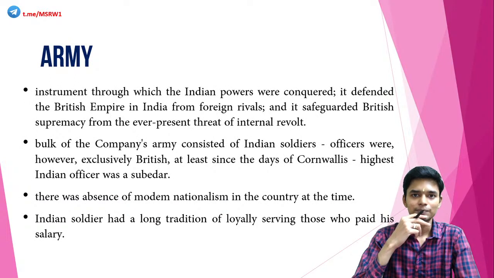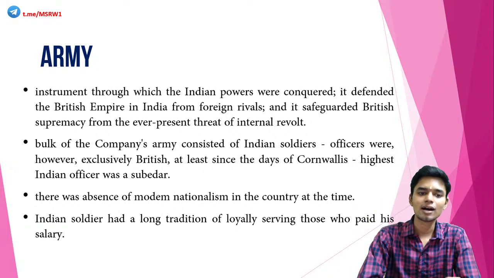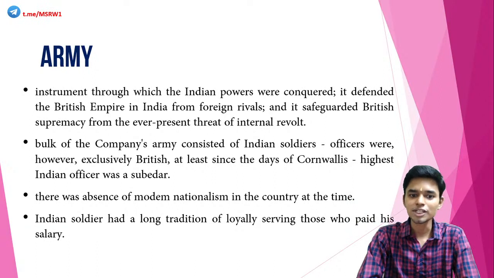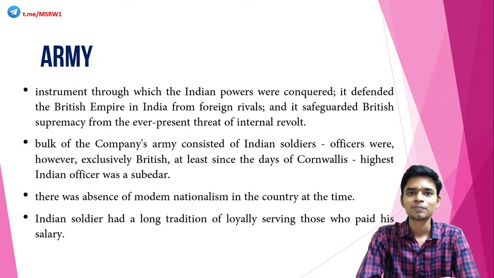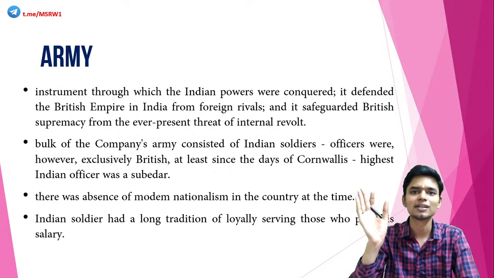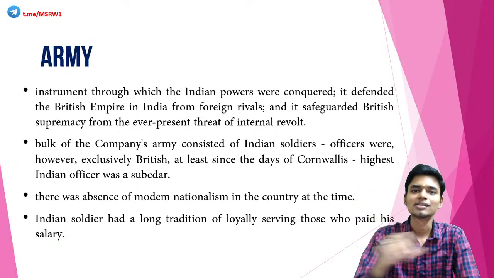The second pillar is the army. Okay, there are three pillars: civil service, army, and police. So the second pillar is the army. The army is the instrument through which the Indian powers were conquered. It defended the British Empire against foreign rivals and safeguarded British supremacy from the ever-present threat of internal revolt. So basically, to maintain law and order, to acquire more and more territories, and to fight away the rivals of Britain, the army was used by the British. We all know this. We saw plenty of wars by Britain in the previous session. The army was playing the major role in all these attacks.